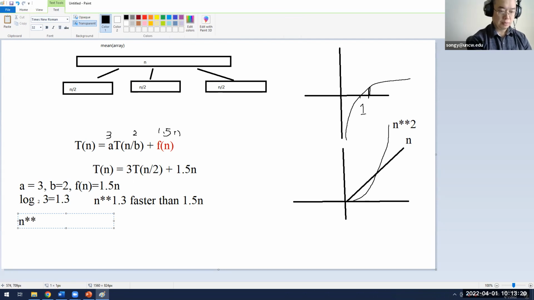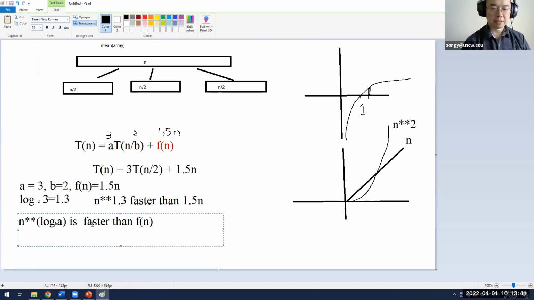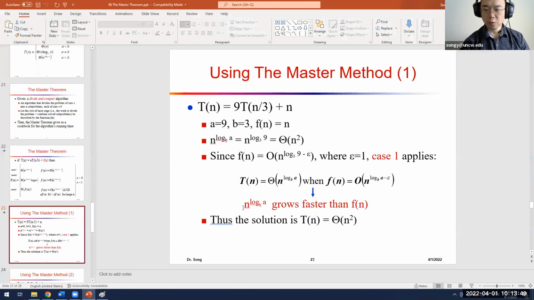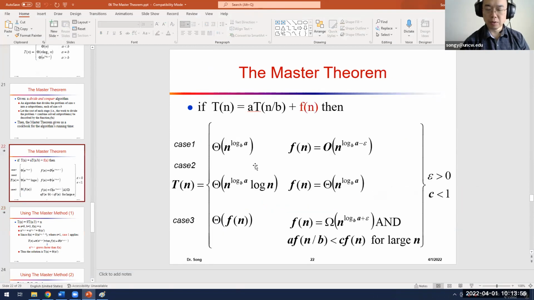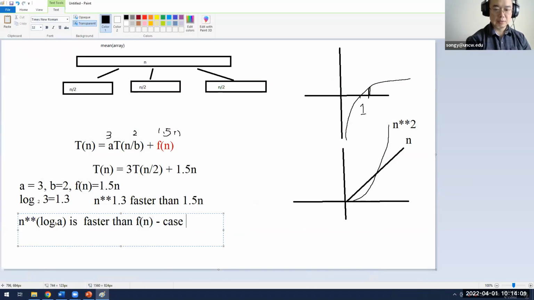n to the power log_b a, so I want to make it smaller, is faster than f(n). This is what we know, right? Yes. So n to the power log_b a is faster than f(n). So which case is it? Let's go back and look. n to the power log_b a goes faster than f(n), so this will give me case 1. What is case 1? Case 1 is theta of n to the power log_b a. So for this algorithm, this will be case 1.